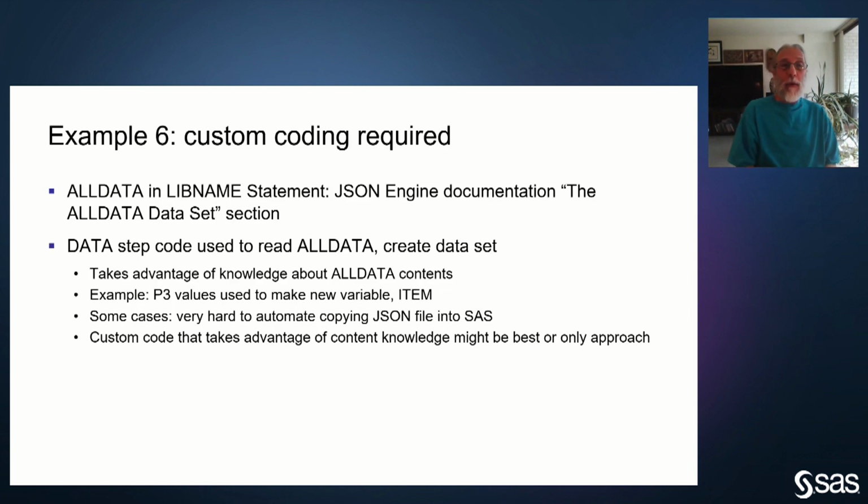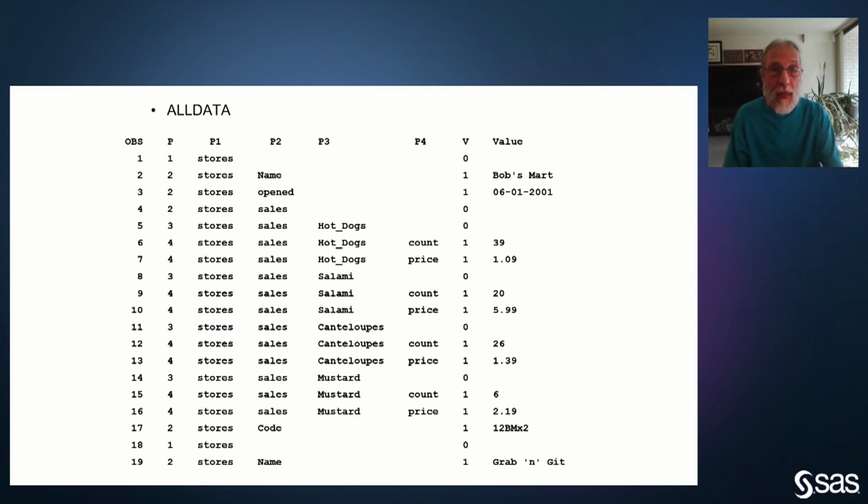Okay, last example. This one is taken from the documentation for the JSON engine in the SAS documentation. Now, what happens in this case is that we're going to take the code that SAS provides, which takes advantage of the information about the file. And let me just show you what I mean by that.